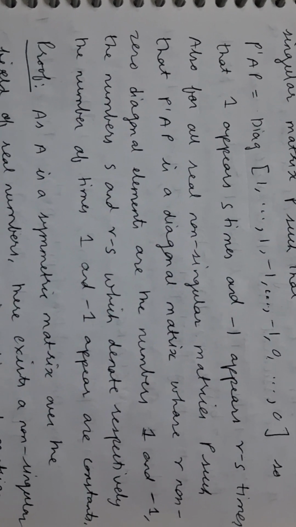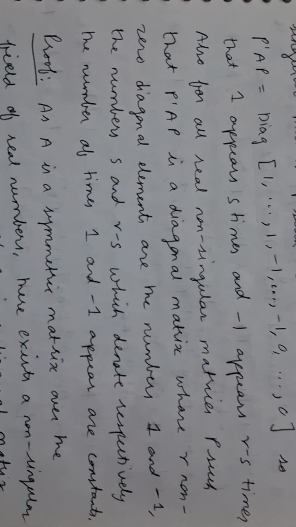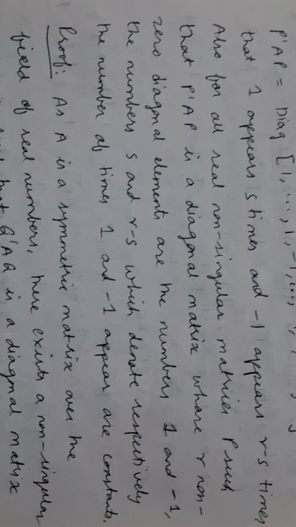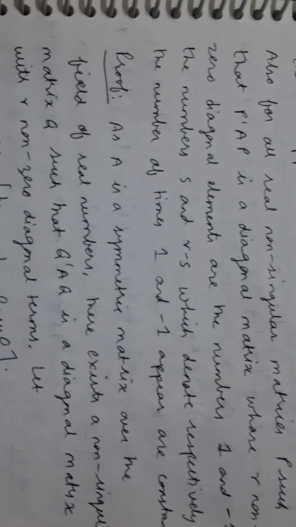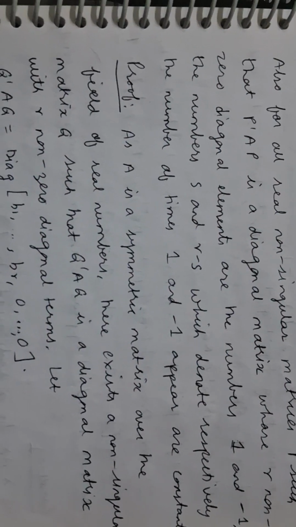Also for all real non-singular matrices P, such that P transpose AP is a diagonal matrix whose R non-zero diagonal elements are the numbers 1 and minus 1, and the numbers S and R minus S, which denote respectively the number of times 1 and minus 1 appear, are constants.